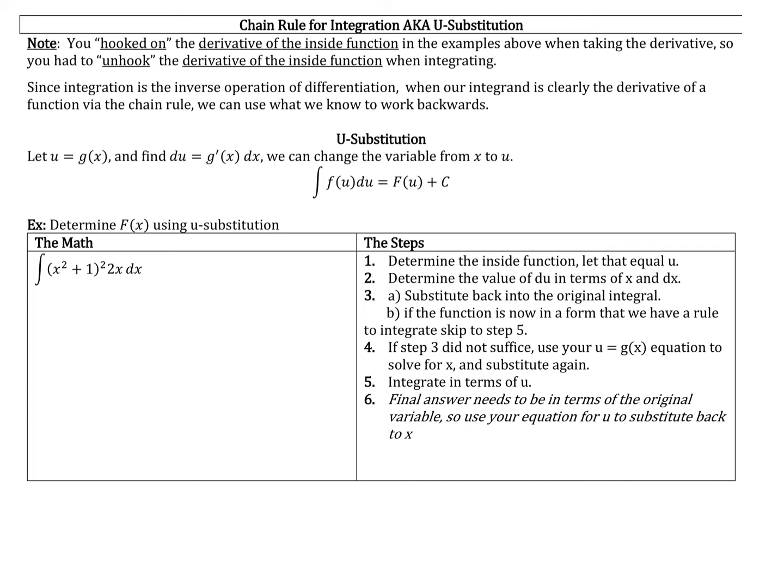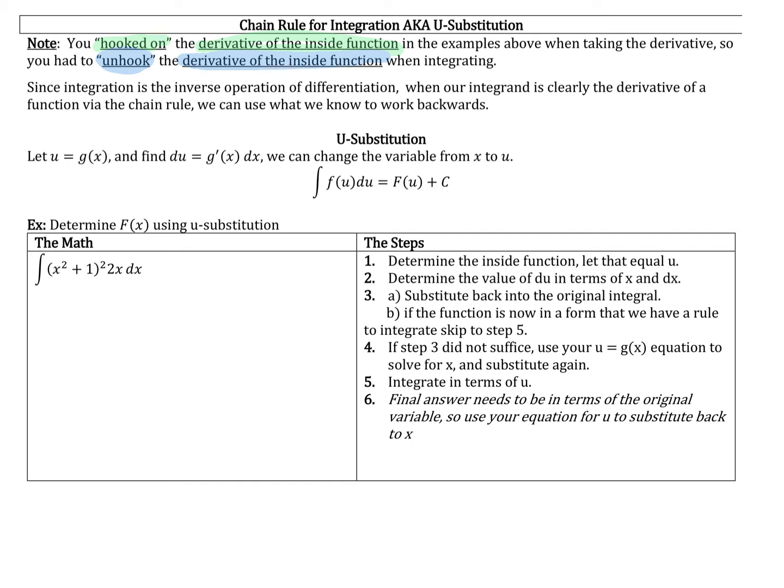So to deal with the chain rule when we're integrating, or I guess more specifically to undo the chain rule, we have to think about what the chain rule does. When we perform the chain rule, we sort of hook on the derivative of the inside function. When we're taking that derivative, we take the derivative of the outside and keep the inside the same, and then we multiply that by the derivative of the inside. So when we're undoing that process, we need to unhook, we need to get rid of that inside derivative when we're integrating.